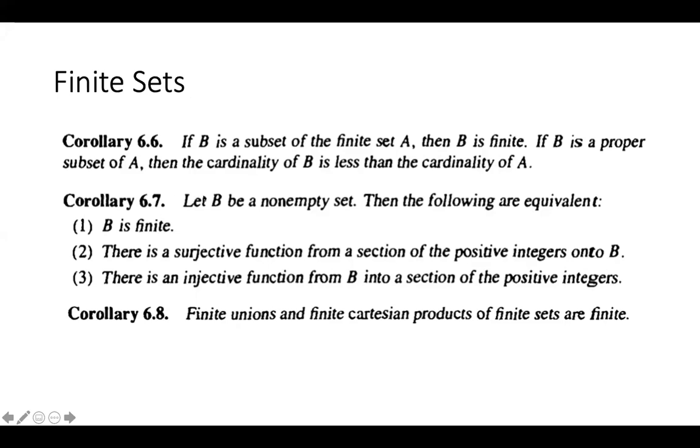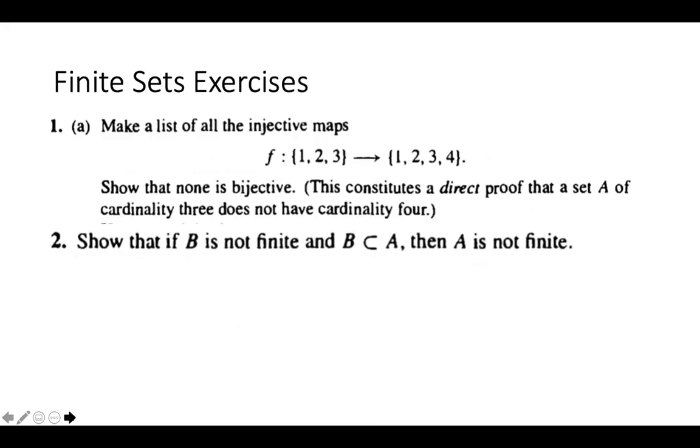Further, the next corollary is that if B is a non-empty set, then the following are equivalent: B is finite, there is a surjective function from a section of positive integers onto B, and there's an injective function from B into a section of positive integers. This is just the definition of bijection, right? So it has to be both surjective and injective onto a section of the positive integers. Finally, corollary 6.8 is that finite unions and finite Cartesian products of finite sets are finite. This is slightly trickier, but it can be worked with the definition of what we saw a Cartesian product is in the first part.